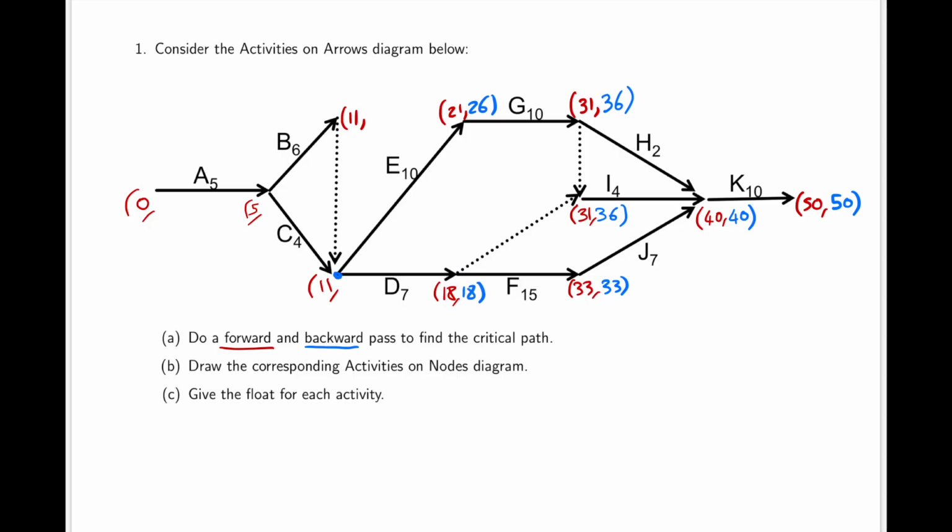Finally, we can analyse this node. The latest time we want to reach this node will be the minimum between 26 minus 10 and 18 minus 7, giving us a latest time of 11.